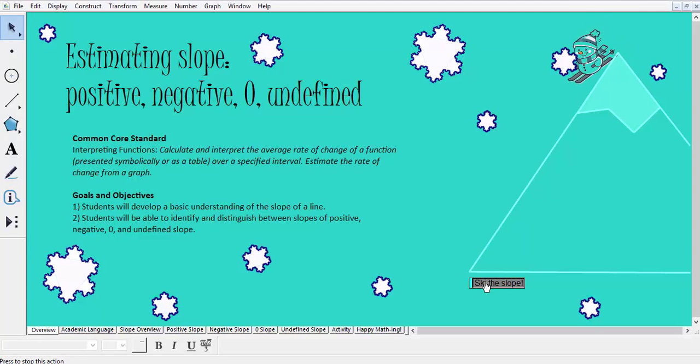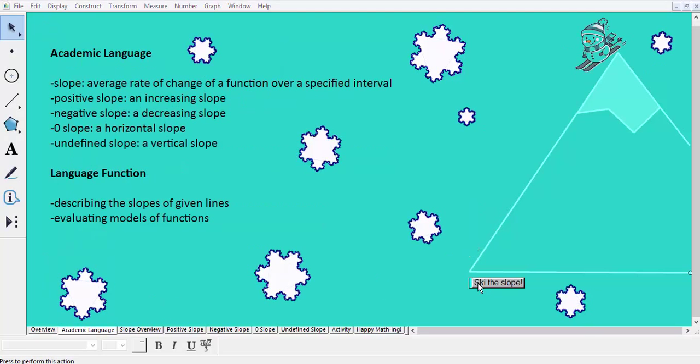In today's lesson, we will be estimating slope. We will learn about positive, negative, zero, and undefined slopes. By the end of the lesson, we will be able to look at graphs of lines and be able to identify which slope the line has.